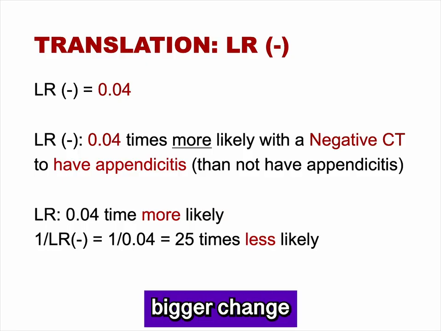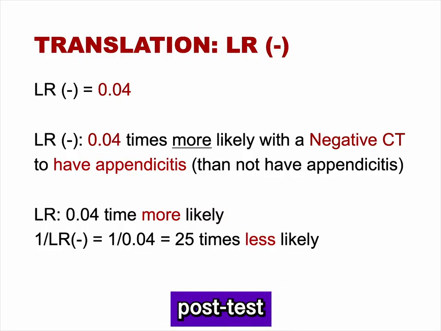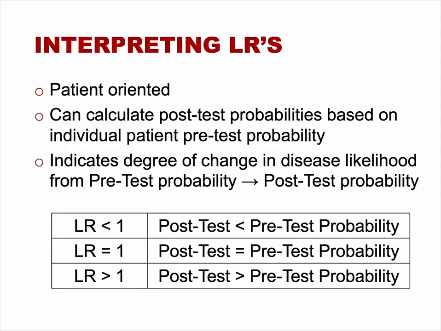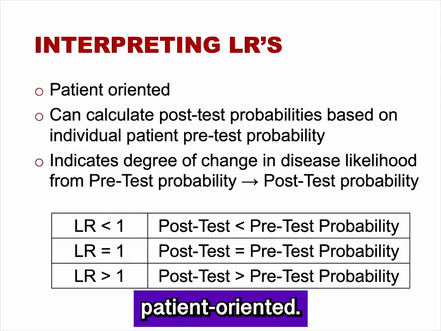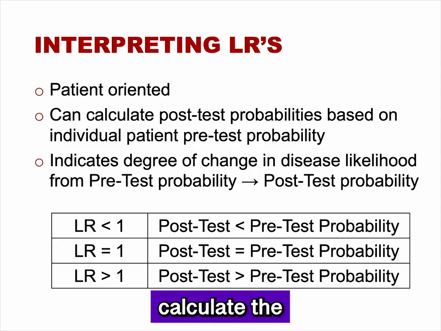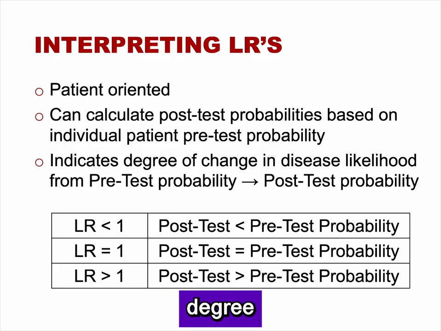That is, there is a bigger change from pretest probability to post-test probability if the CT scan is positive than if the CT scan is negative. Likelihood ratios are patient-oriented. You can calculate the post-test probability of disease based on an individual patient's pretest probability of disease. Likelihood ratios indicate the degree of change in disease likelihood from pretest to post-test probability.